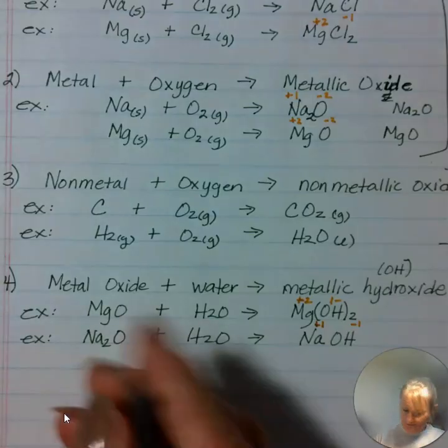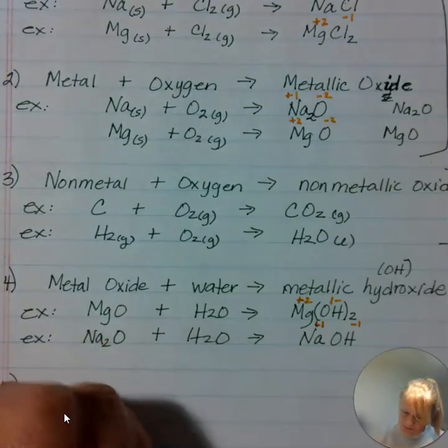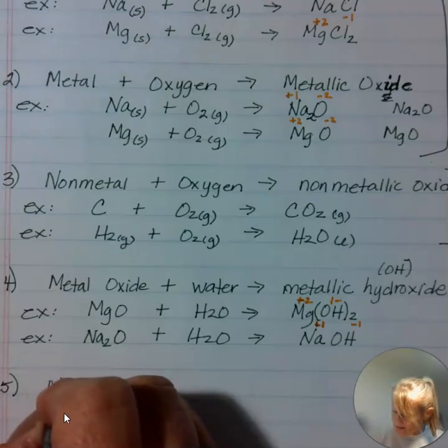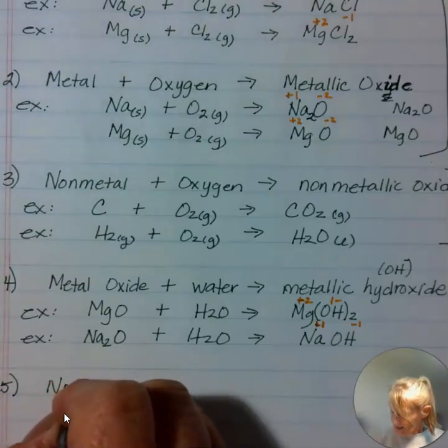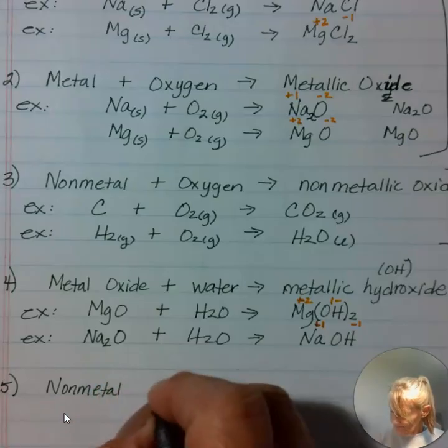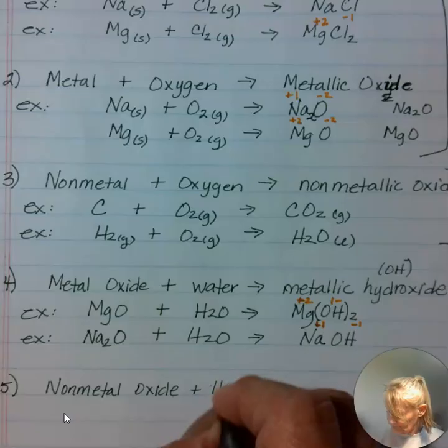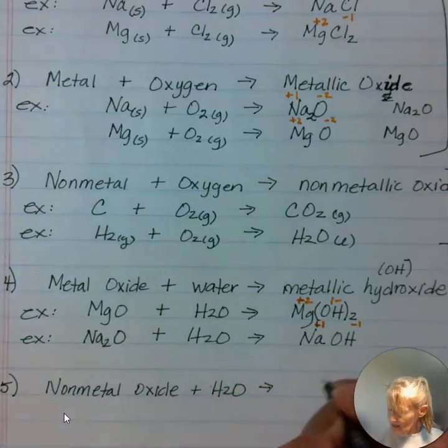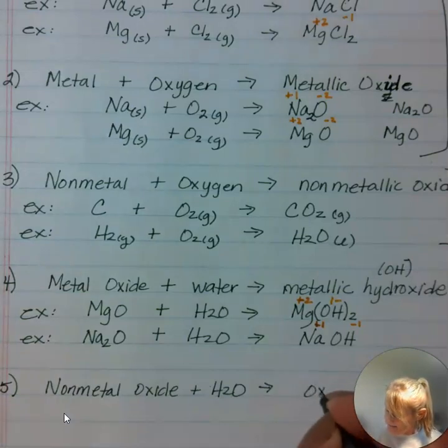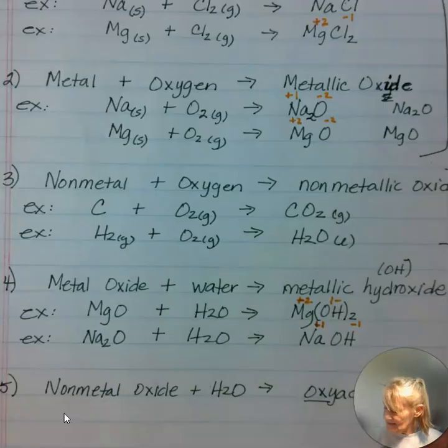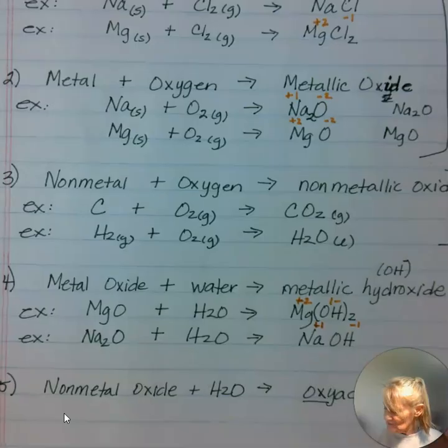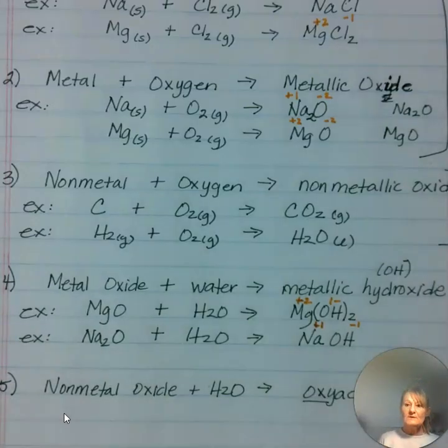Okay, number 5. This one is the toughest one, but it's also the one we do not see nearly as often. And it is a nonmetal oxide added to water. And it forms what we call an oxyacid. Oxyacid means an acid that contains oxygen. That's all it is. That's what an oxyacid is.